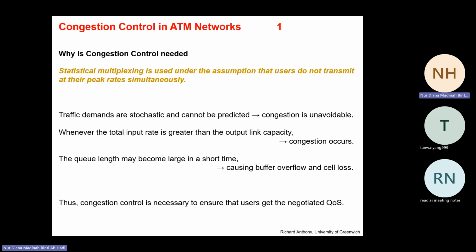When congestion occurs, the queue may become large in a short time, causing buffers to overflow and your cells to be lost. Therefore, congestion control is necessary to ensure that users get the negotiated QoS.